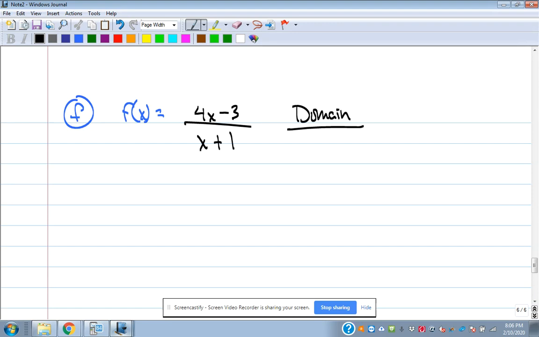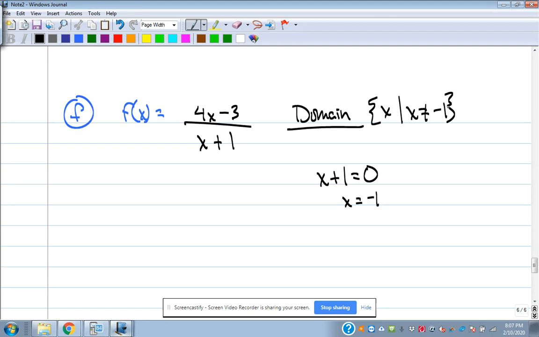So how do we find our domain? So x plus 1 equals 0. And no factoring to do here. It's just a plain old x plus 1. So we're just going to solve that. X equals -1. So our domain is all x's as long as x does not equal -1.